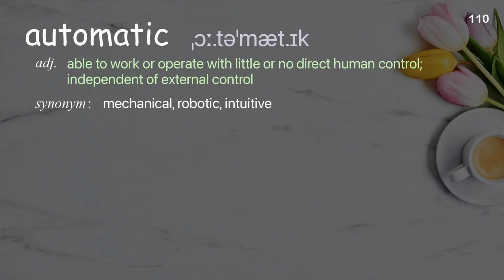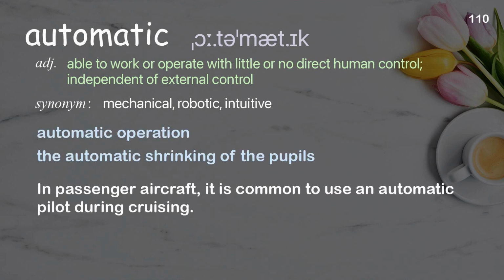Automatic. Able to work or operate with little or no direct human control, independent of external control. Examples: automatic operation, the automatic shrinking of the pupils. In passenger aircraft, it is common to use an automatic pilot during cruising.